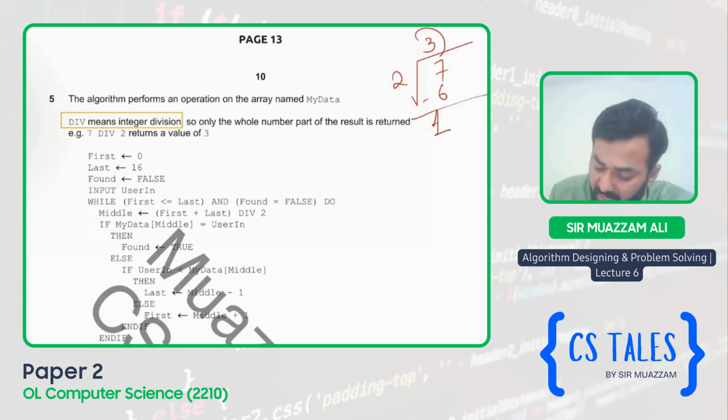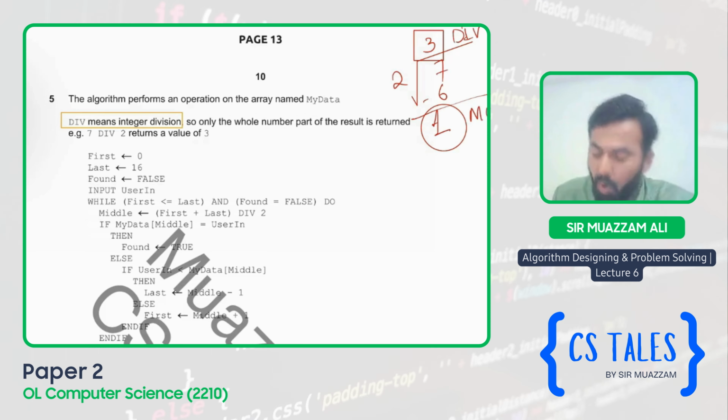So what is 3? There is DIV. What is 1? There is MOD. The remainder is called MOD. And what is DIV? It is the whole number of the division, whatever you got.